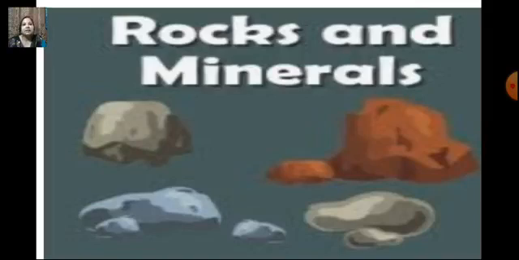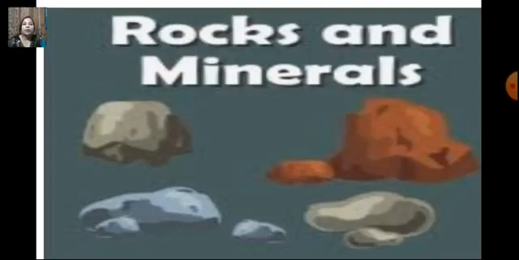Whereas sedimentary rocks are formed when rocks are cut or broken down into small pieces called sediments, and when the sediments get settled at the bottom of water bodies like rivers, seas, lakes and oceans and form layers there. These are called sedimentary rocks.